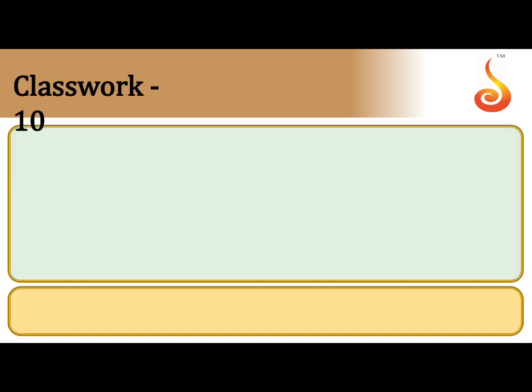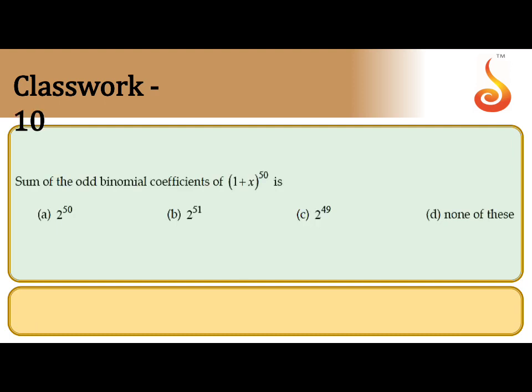So the answer is C. Next question. The sum of the odd binomial coefficients. This is also another important property. We have to remember some conditions of the sum of the binomial coefficients: nC0, nC1, nC2, and so on up to nCn, the value is 2 power n. You just have to remember this.